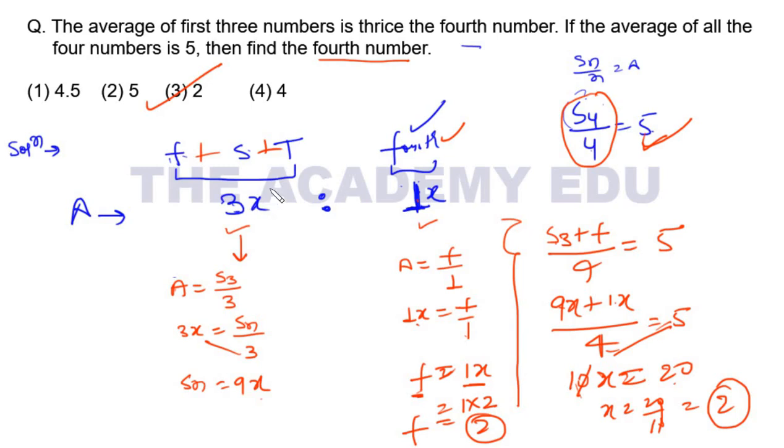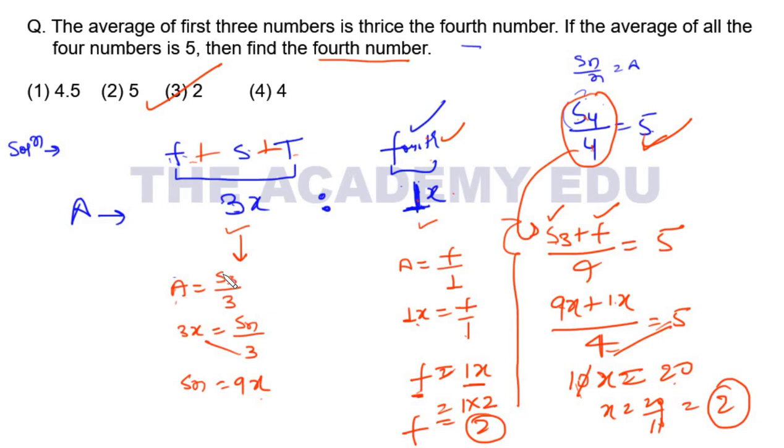Got it? See, in the question we have the average of the first 3 numbers and the average of the fourth number, and we know the average of the whole, total 4 numbers, is 5. So what do I need? The fourth number. For that, the average of the 4 numbers can be written like this: the sum of the first 3 numbers plus the fourth number upon 4 equals 5. So I need S3 and F.